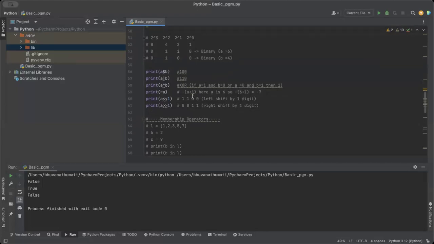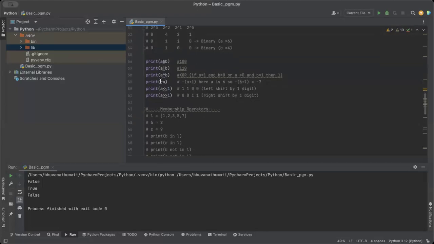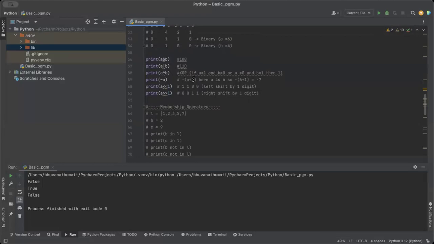That is false. And here not, we have simple formula minus of A plus 1. So that will be the output. So I have considered A as 6. So minus of 6 plus 1, the output will be minus 7. Here it will consider 8 bits to convert, but we have formula also. So I am considering formula here.